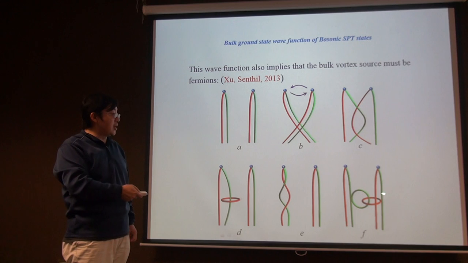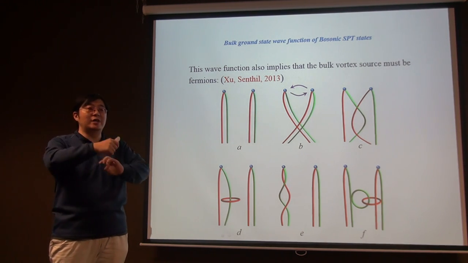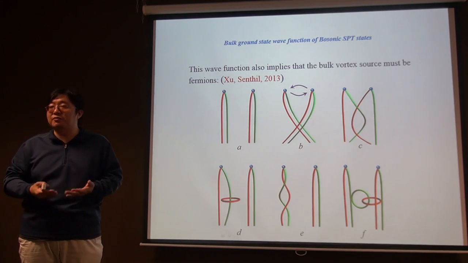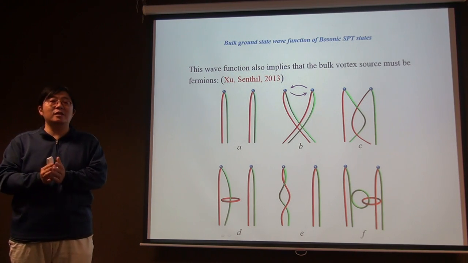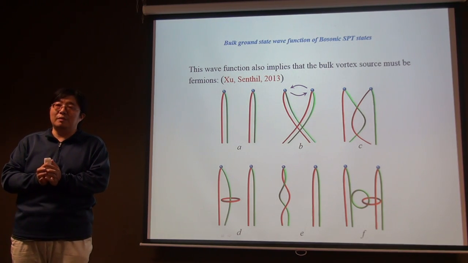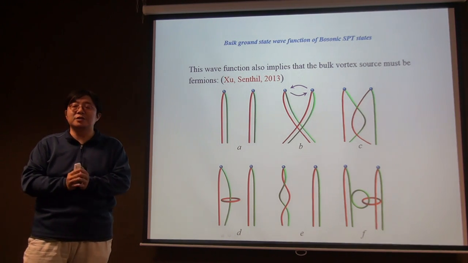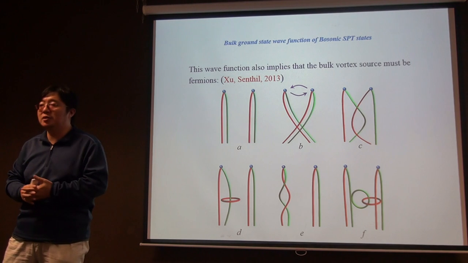Okay, then this configuration compared to this one, so after exchange, compared to before exchange, just increases one linking number. So again, you will get a minus sign, so it's a fermion. So the vortex and boundary will be a fermion. This is the physical consequence of the boson SPT: a fermion will emerge from the system as the boundary.